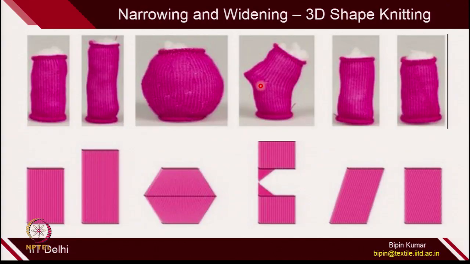Similarly, when you want to create this type of pattern, this is the pattern. Here you start with many needles, and then you are doing narrowing, after that you are doing widening, and then you are creating it like this. So, this is called 3D shape knitting of the fabric.